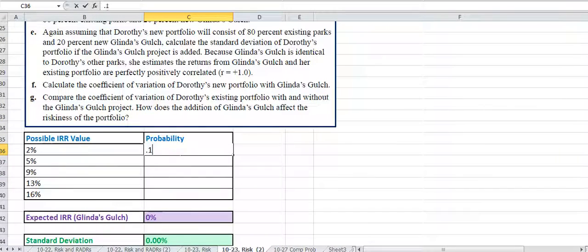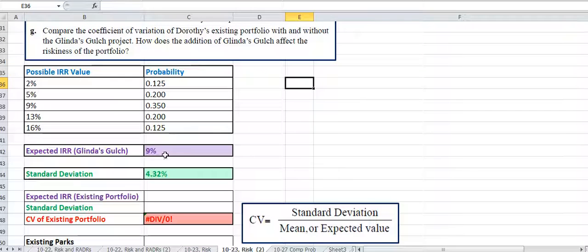So 0.125, 0.2, 0.35, 0.2, and 0.125. And that's going to give us our mean or the expected internal rate of return for the new park, Glinda's Gulch, 9% with a standard deviation of 4.32%.